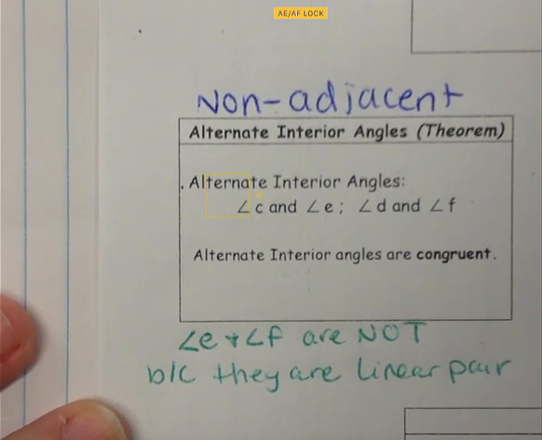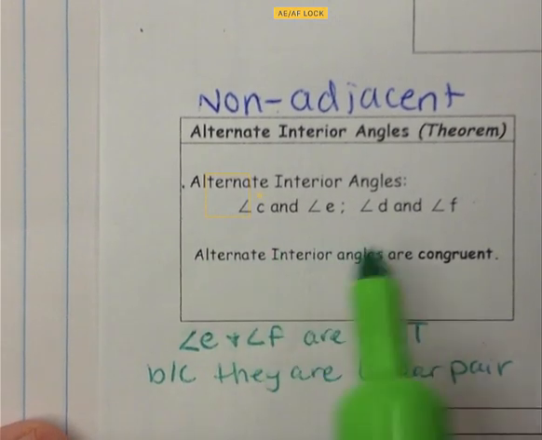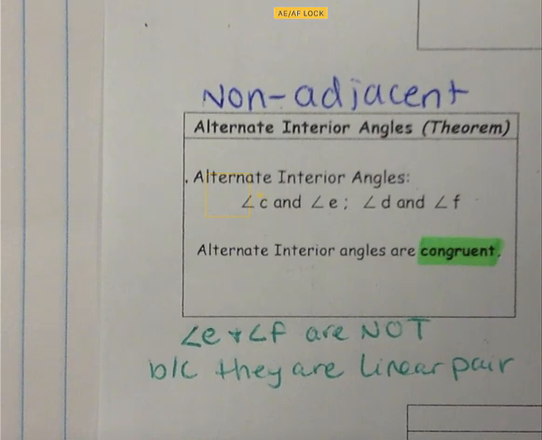Now again, the alternate interior angles would have happened even if they weren't parallel, but the numerical relationship we want happens because of parallel. Alternate interior angles are congruent as well. Just like corresponding, they are also congruent.